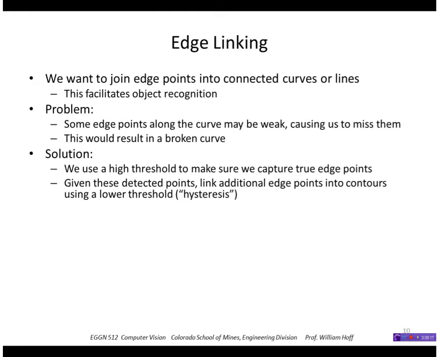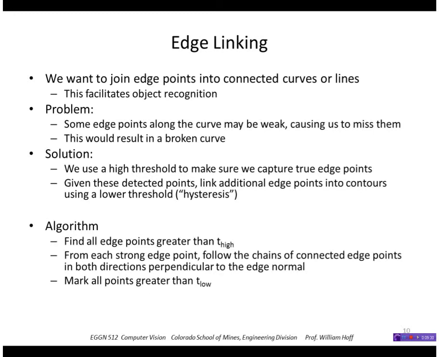And then given those detected points, we follow along curves and we accept additional edge points if their magnitude is greater than a lower threshold. So it's essentially a hysteresis effect. So the algorithm is to first find edge points greater than a threshold T high. From each strong edge point, follow the chains of connected edge points in both directions perpendicular to the edge, and mark all points greater than a lower threshold T low.